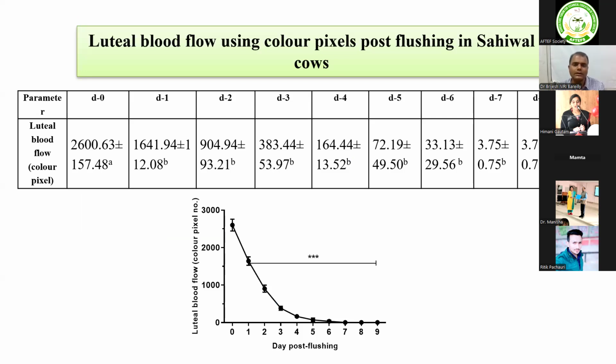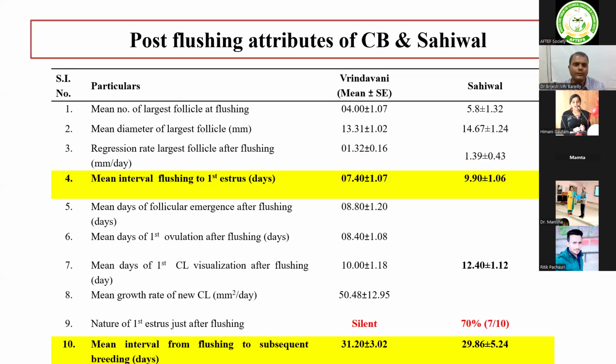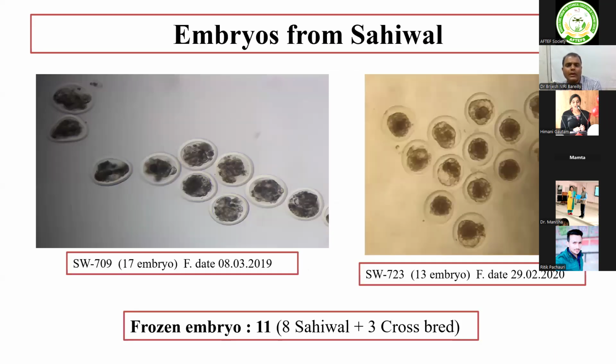So here is the luteal blood flow. We tested after flushing: most of the animals, 99%, come into estrus in 1 week. We don't go for AI in that estrus. We wait one more cycle and then go for insemination. So there is not much harm. From a few cycles we have recovered extra embryos, 17, 13.